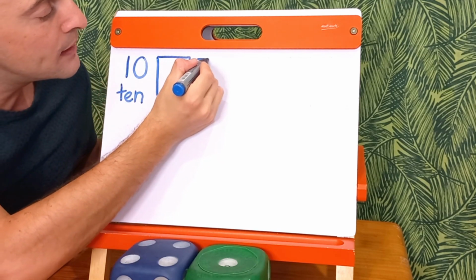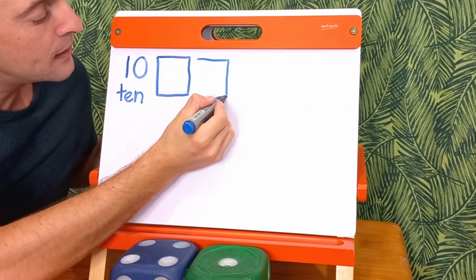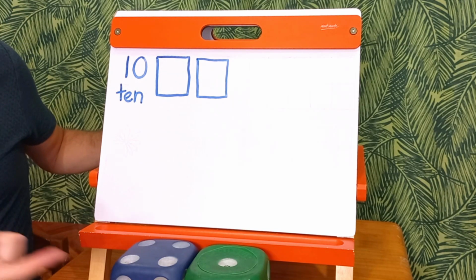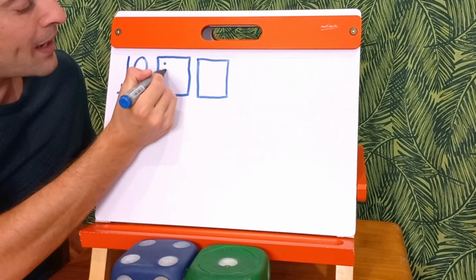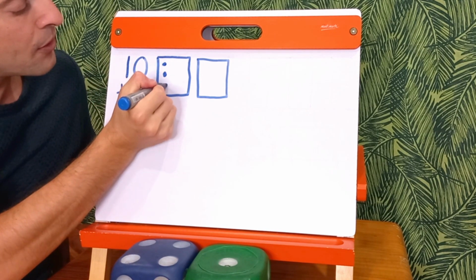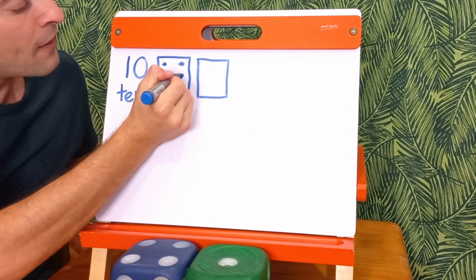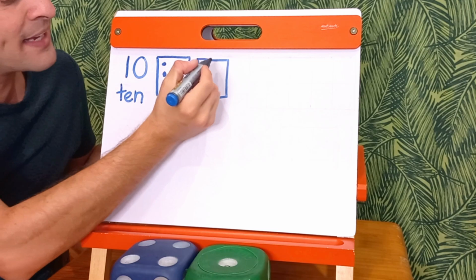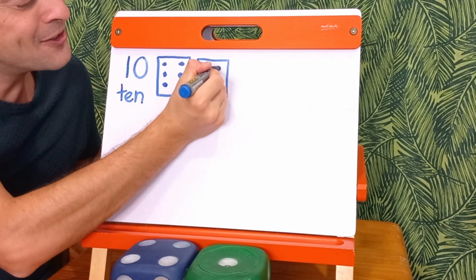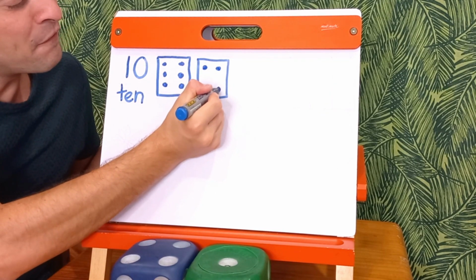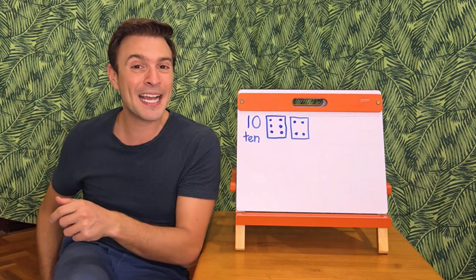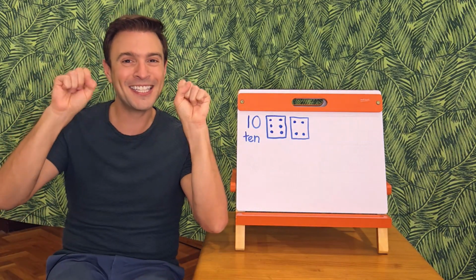1, 2, and now I'll need to draw 6 dots on this one. 1, 2, 3, 4, 5, 6, and then 4 on this face. 1, 2, 3, 4.